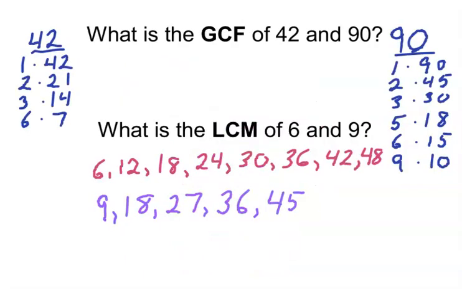Okay, here we go again. They think we're experts on greatest common factor and least common multiple, so they're putting them both on one box because they know it's just that easy for us. All right, so here we go. Greatest common factor of 42 and 90.